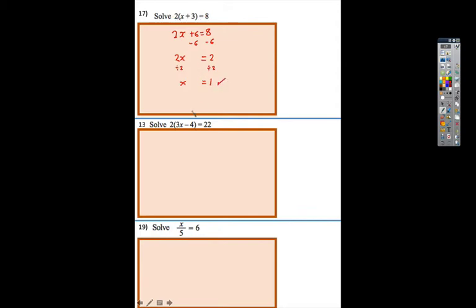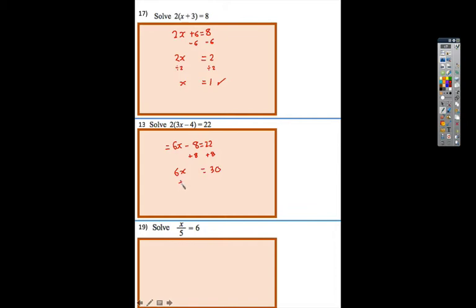So we're correct. Again, doing the same thing here, we're going to expand the brackets, so 2 times 3x is equal to 6x, and 2 times minus 4 is minus 8, and that's equal to 22. Now we need to add 8 on both sides. Minus 8 plus 8 simplifies to nothing, so you're left with 6x is equal to 22 plus 8 is 30.